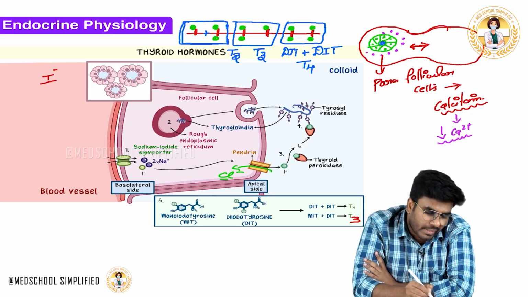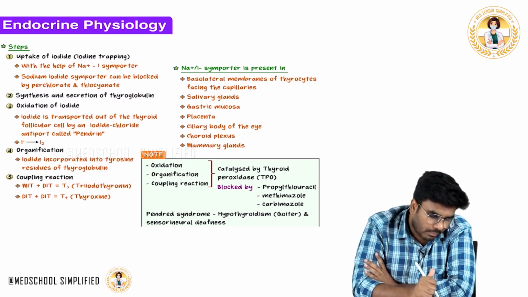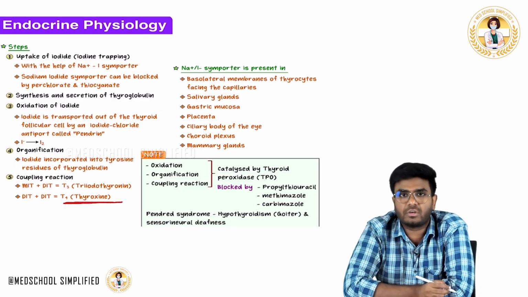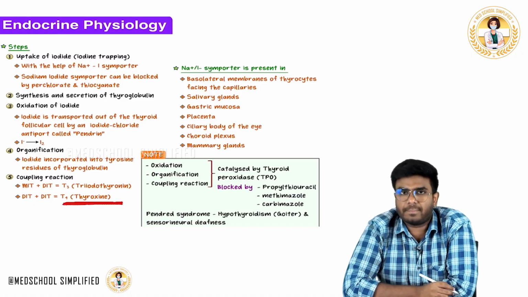What is the other way? You can inhibit the very important enzyme, thyroid peroxidase. So thyroid peroxidase inhibition is done by propylthiouracil, carbimazole, methimazole. Not only that, the most important thyroid hormone, the abundant thyroid hormone which is produced, is thyroxine. So thyroxine is the most abundant.